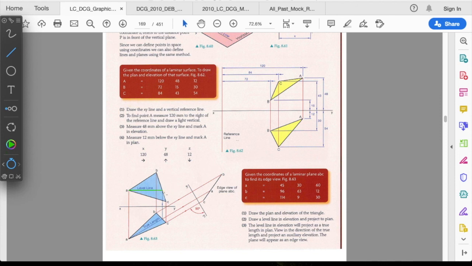What we then do is we take that point in there, and we project it down to the corresponding line in the plan. So in the elevation, that ended up on BC.